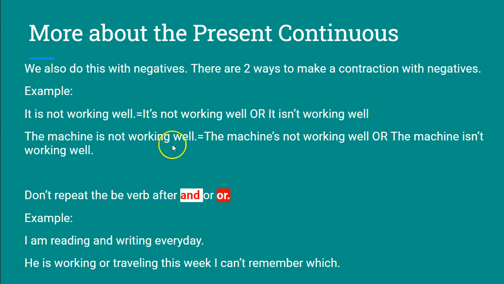The machine is not working well. We can contract the machine and is. The machine's not working well. Or we can contract is not. The machine isn't working well.